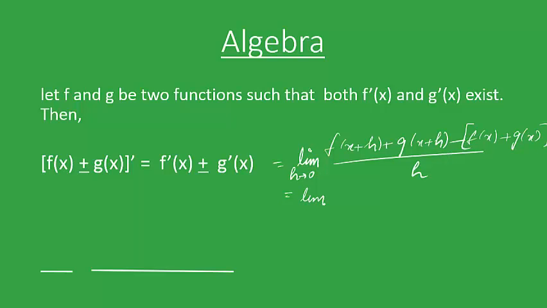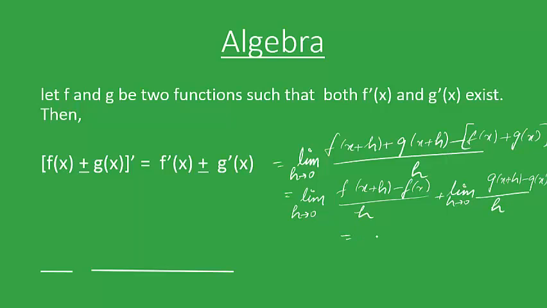Now taking the terms of f(x) on one side and g(x) on the other side, we'll have the expression as this. So this particular expression, as you note from the first principle, gives f dash x, and the second expression gives g dash x. Similarly, you can prove for the minus sign also.